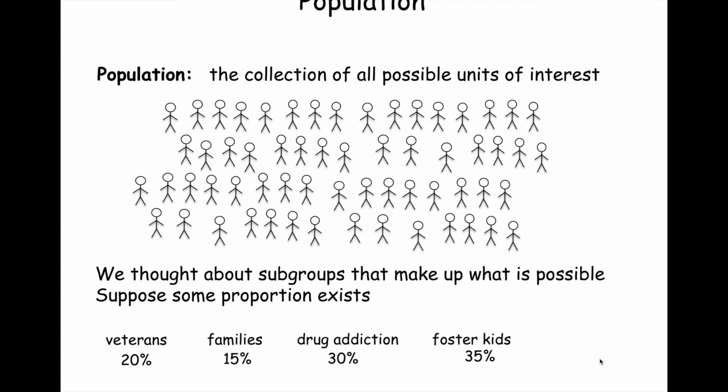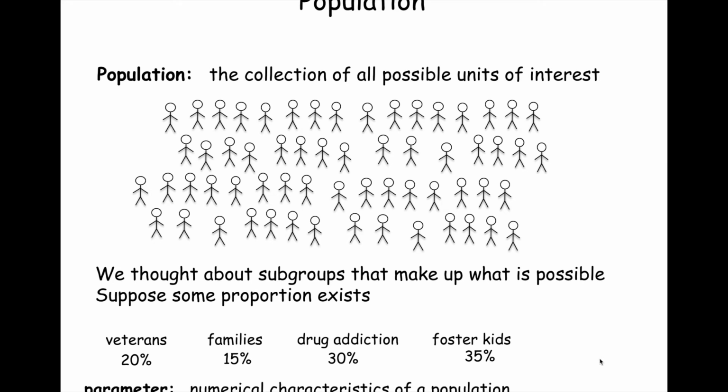I don't know what they really are, but let's just assume 20% of the homeless population are veterans, 15% are families, 30% are drug addicted, and the remaining 35% are foster kids. Hopefully this adds up to 100%. That's 30, 65, 75, 85... yes, that's 100%. Okay, so let's just make that assumption, right? I'm not claiming to know, just made these numbers up for the sake of example, okay?